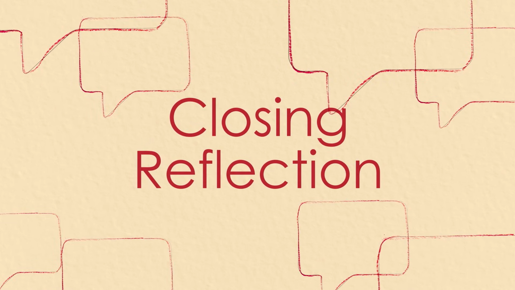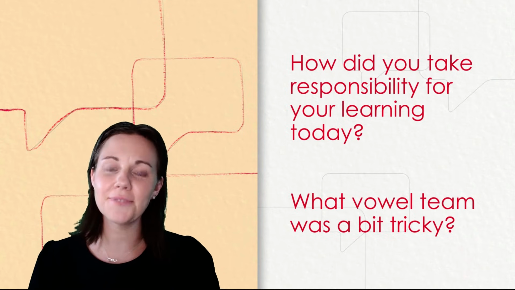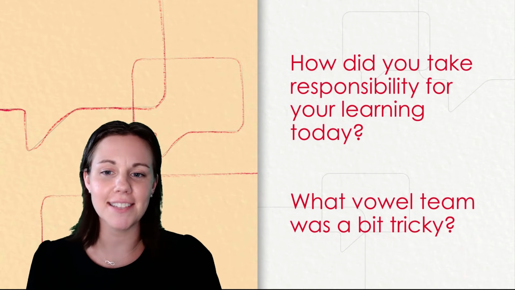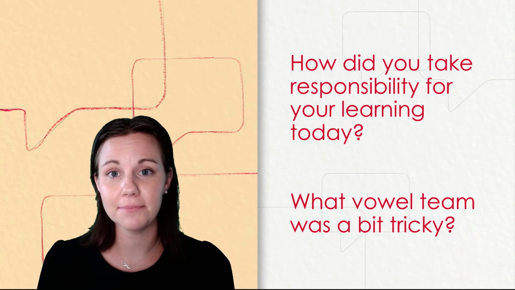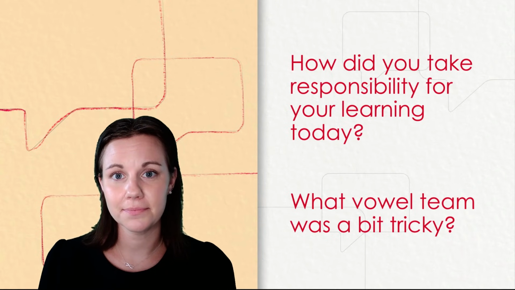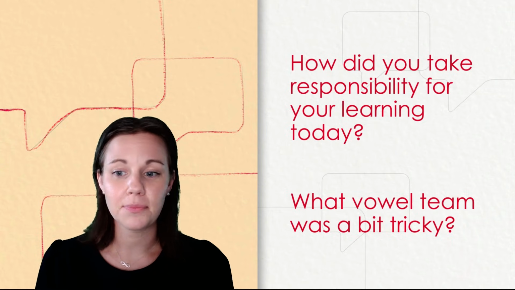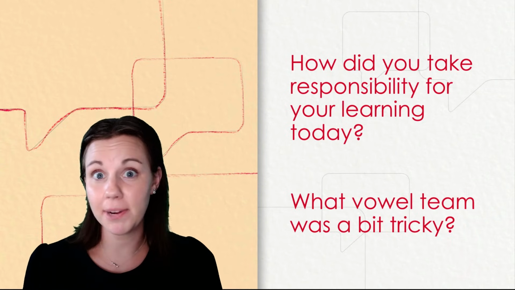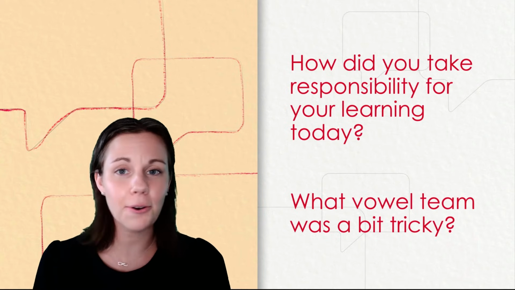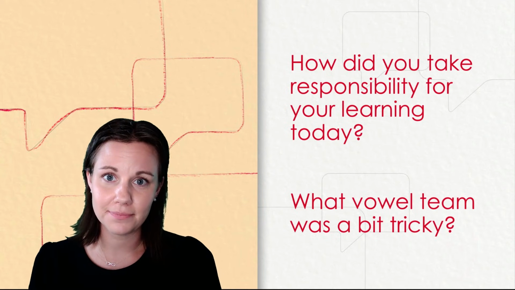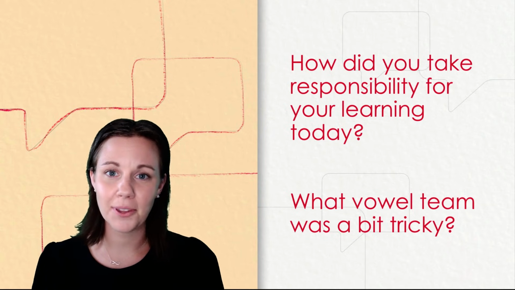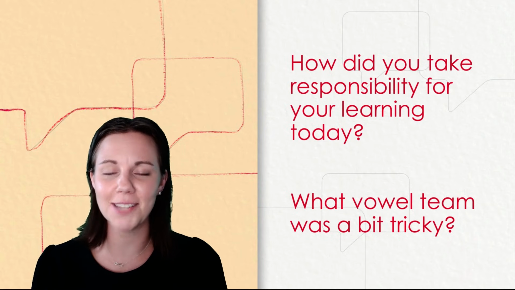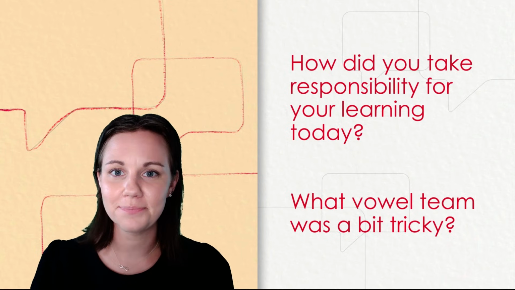Closing reflection. Let's finish our lesson today by reflecting. How did you take responsibility for your learning today? What vowel team was a bit tricky? AI or AY? We'll continue practicing this as we finish up this cycle.